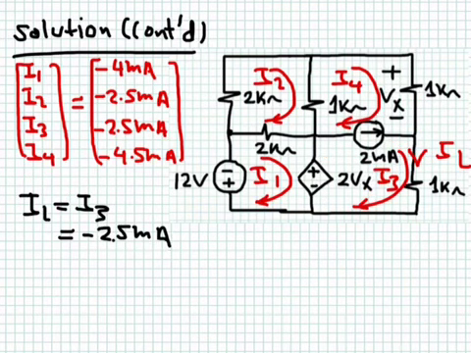So using my calculator, I got this answer: I1, I2, I3, I4 are minus 4 milliampere, minus 2.5 milliampere, minus 2.5, minus 4.5. So all these currents actually flow in the opposite direction. They all have the right magnitude, but they are all actually flowing in the opposite direction because of these negative signs. Okay, now this tells me that the current IL, which I'm looking for, which is the current in the 1 kilo ohm resistor, which is the current I3, is simply equal to minus 2.5 milliampere.